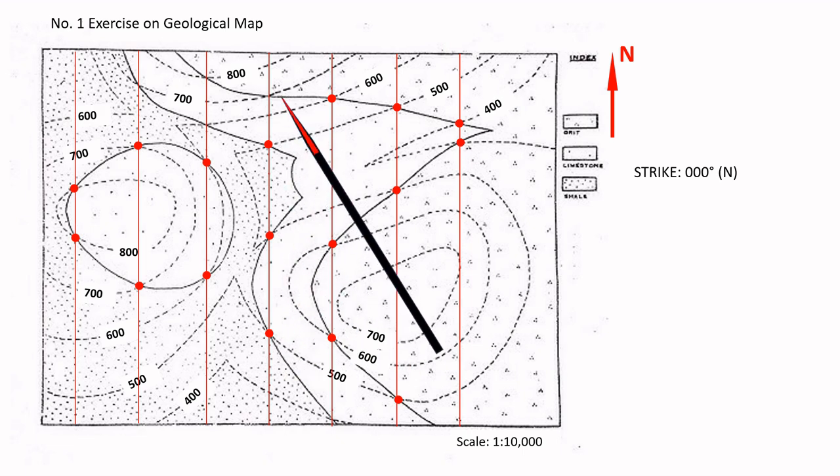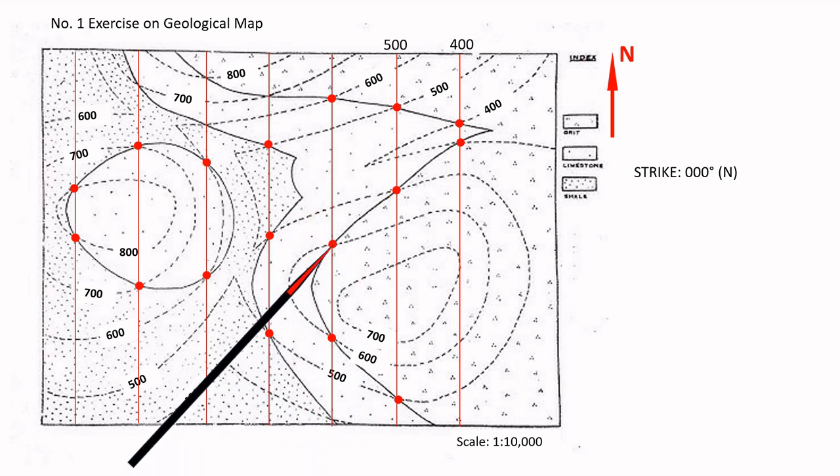This bedding plane intersects this strike, forming the 400-meter strike. It also intersects this strike, forming the 500-meter strike, and this strike, forming the 600-meter strike. As the elevation of the strikes decreases from the west to east, the rock layers are dipping in the east. Since east corresponds to 90 degrees from the north, the dip direction of the rock bed is north 90 degrees.